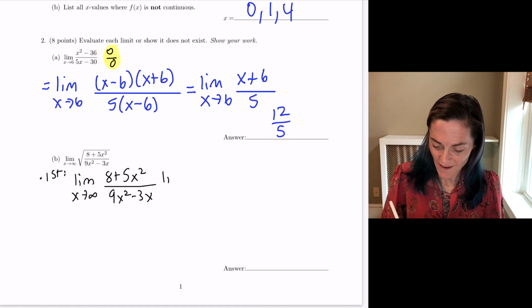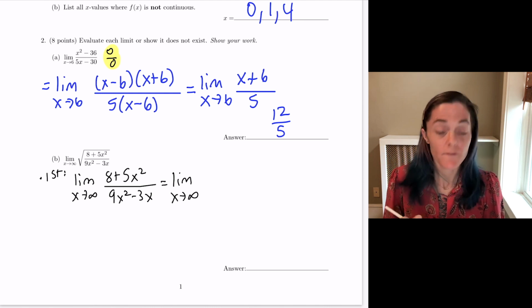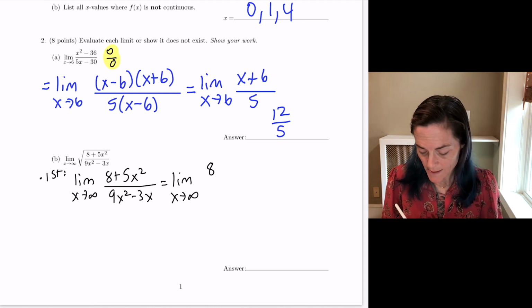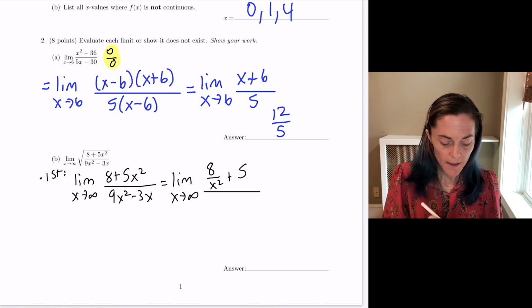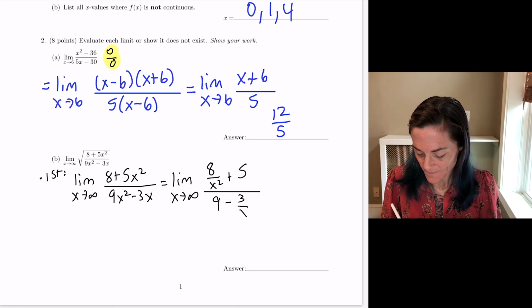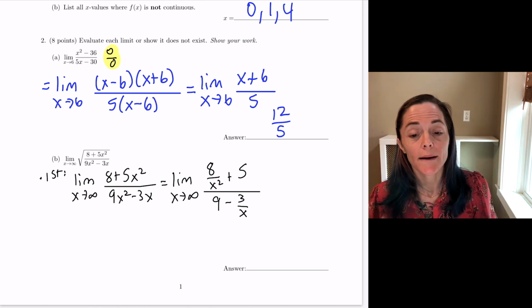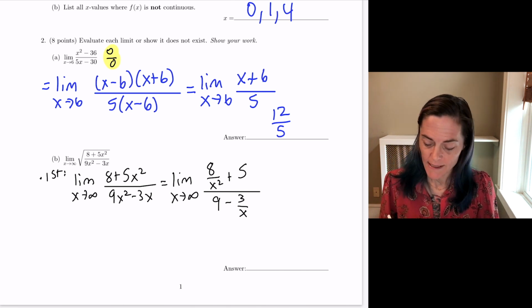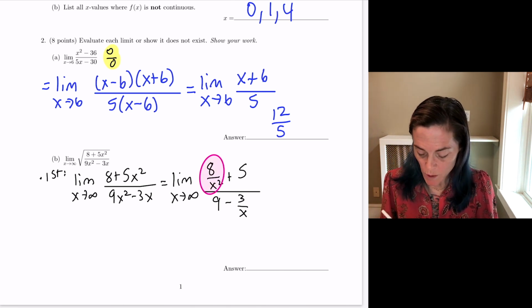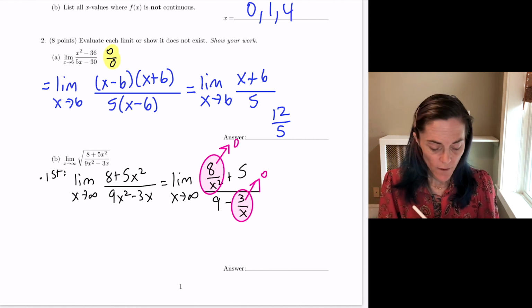So we have a limit as x approaches infinity. We would have 8 over x squared plus 5 divided by 9 minus 3 over x. Okay, I divided both the numerator and denominator by x squared. In a sense, I have just multiplied my fraction by 1. Now, we use properties of limits. So this one and this one both go to 0. So I get 5 over 9.